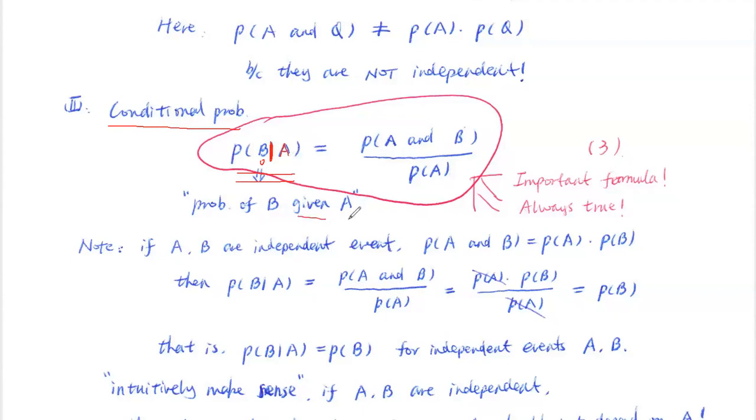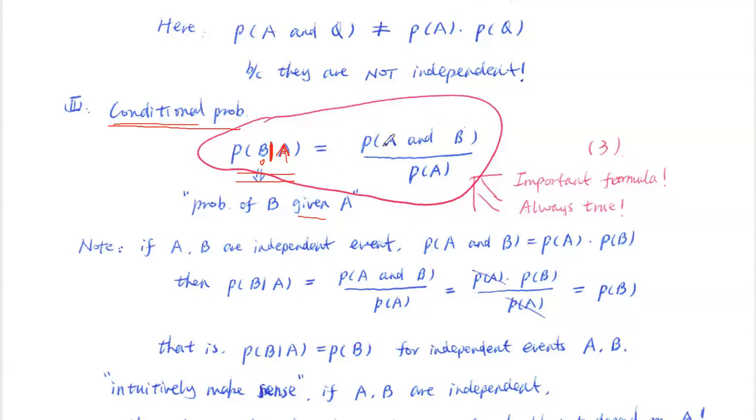In other words, they provide you some extra information that the event is happening. That extra information may change your final answer. That's the tricky part. That's what we call conditional. They have some extra condition given here.